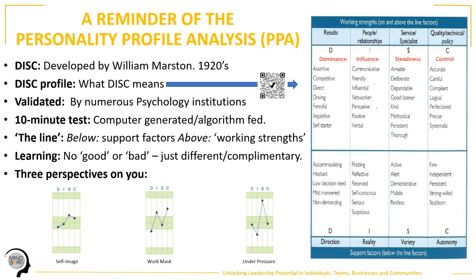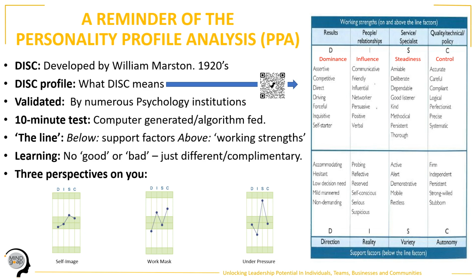Nothing's right or wrong, if you remember, about any of these areas. It's just about strengths and limitations. So if you remember, above the line really is about working strengths, below the line supporting factors. We have to have some supporting factors to help us deliver on our working strengths. There's no good or bad in this. There's no judgment in it. It's just about telling the story of your personality.